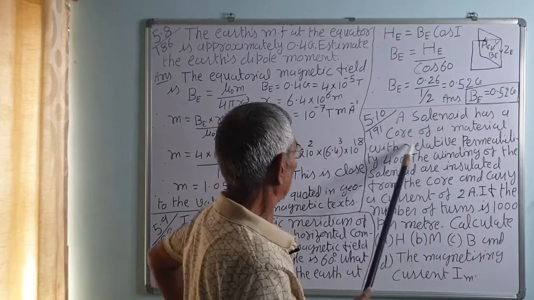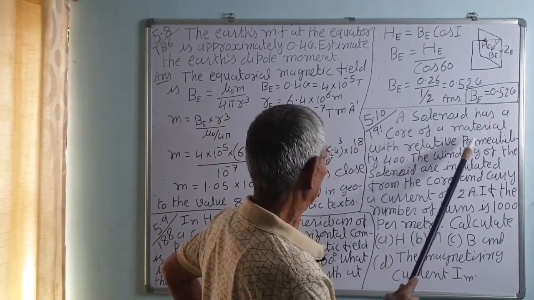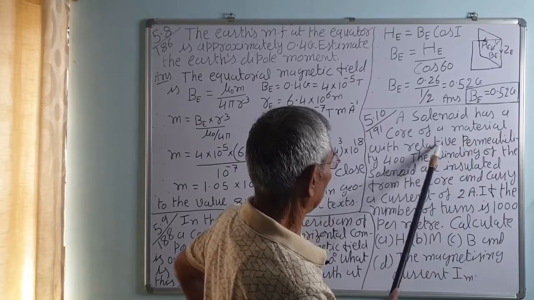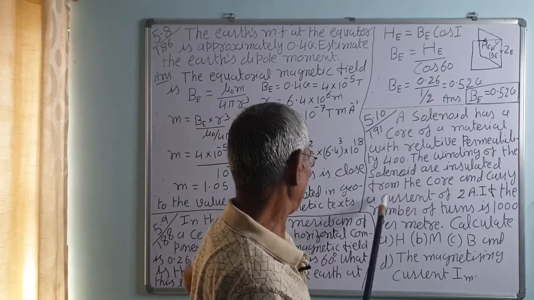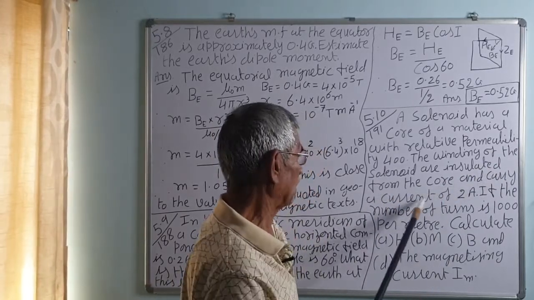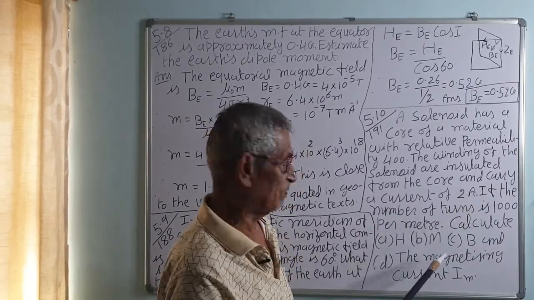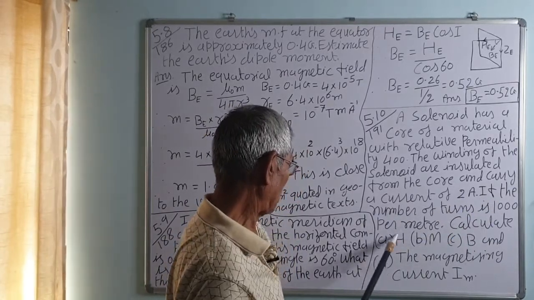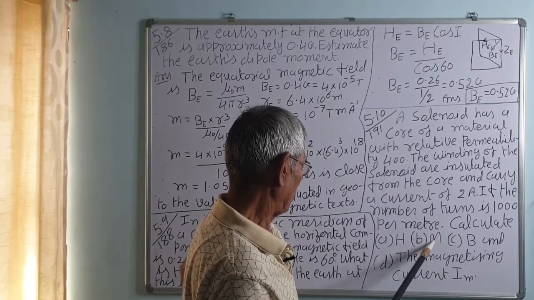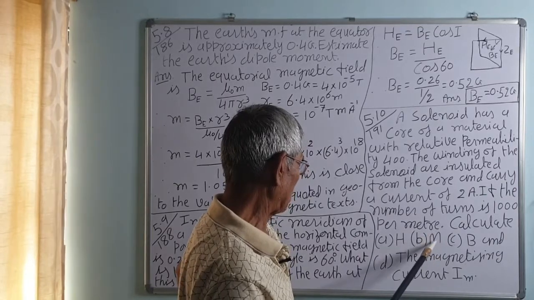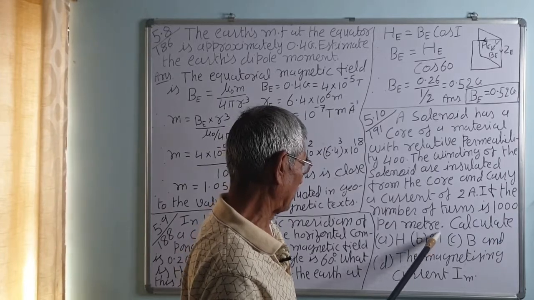Next example 5.10 on page number 191. A solenoid has a core of a magnetic material with a relative permeability 400. The windings of the solenoid are insulated from the core and carry a current of 2 ampere. If the number of turns is 1000 per meter, that is small n, calculate H, the magnetizing field, then M, the magnetic moment per unit volume, which is the magnetization, and B, the total field.